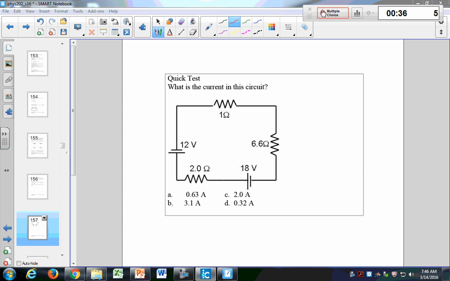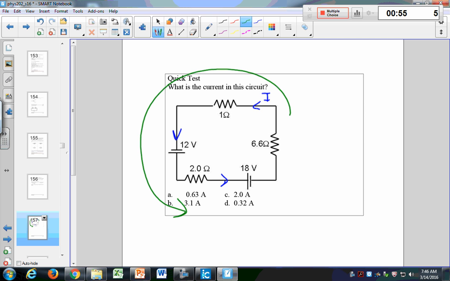But the first thing you want to do is just pick a direction for the current. Any old direction, doesn't matter. I'm going to say that the current flows in this direction. Doesn't matter what direction I pick. It could be wrong or it could be correct. And then you want to pick a direction to travel through the circuit. Say I'm going to go in this direction through the circuit.